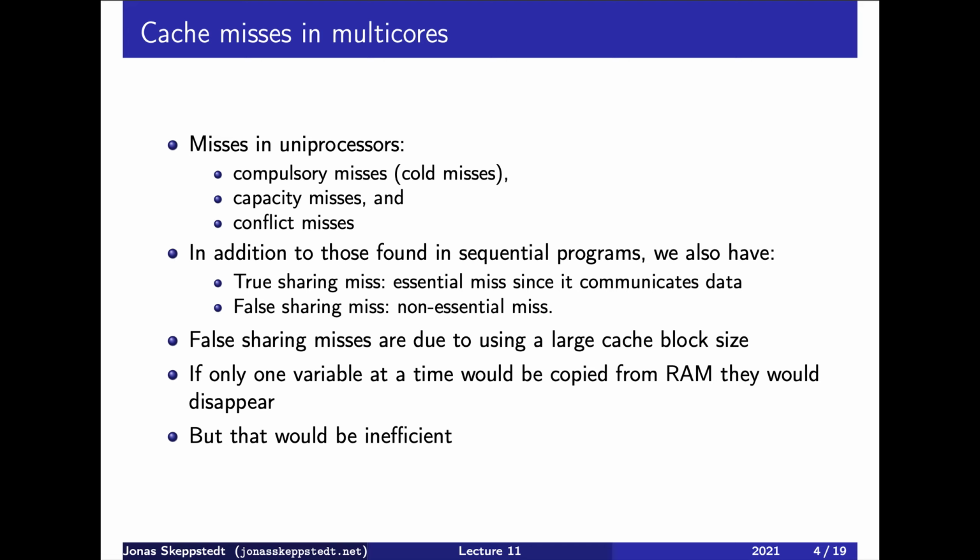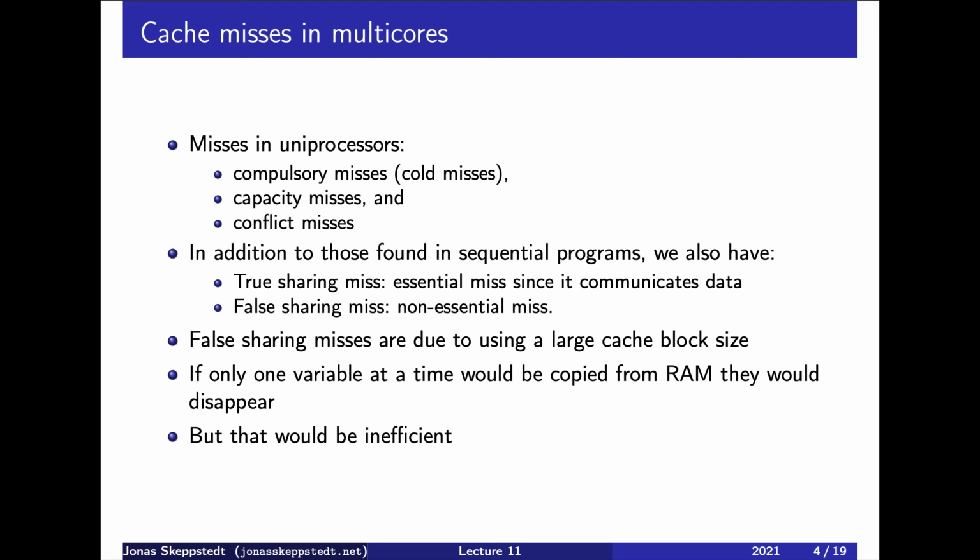Conflict misses. That is related to something called associativity. I will not talk about that in this course, but it's in the efficiency course instead. So it's not of primary concern here. It's for both uniprocessors and multicores, but I will take it in the other course.